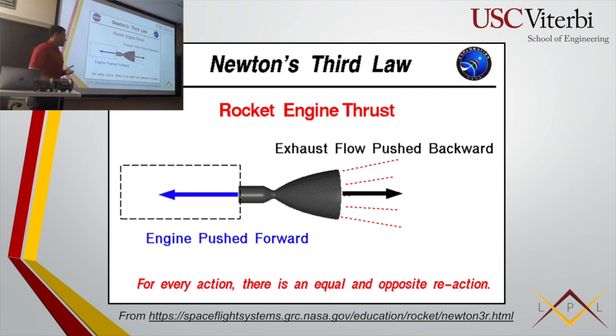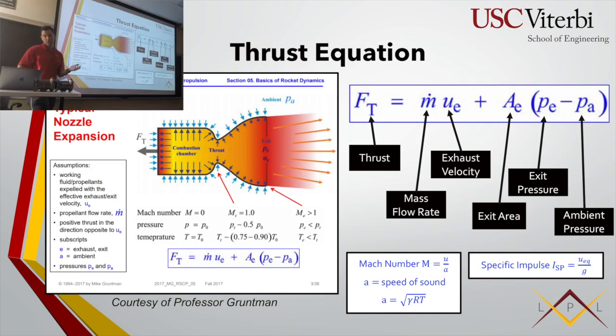All of this relates back to Newton's third law: for every action, there's an equal and opposite reaction. You have a bunch of propellant flowing out the nozzle, and therefore the force going in that direction is going to generate thrust. Your rocket's going to move. I won't go into all these equations, but this is essentially what you obtain. This is the thrust equation for a rocket engine.